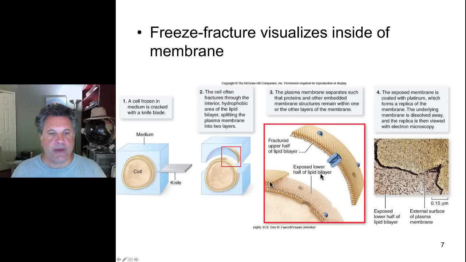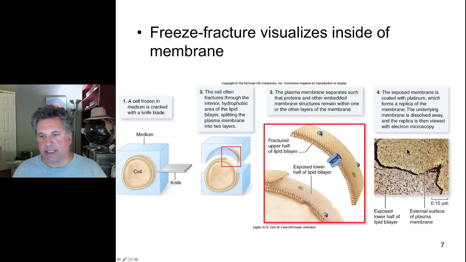We've talked about freeze fracturing a little before, where you take a cell or tissue and freeze it and then crack it with a knife blade. And often the cracking separates a phospholipid bilayer. The crack occurs between the monolayers of the lipid bilayer. And when that happens, you can look down at the hydrophobic surface of the inner membrane, and you can see proteins that are inserted in there.